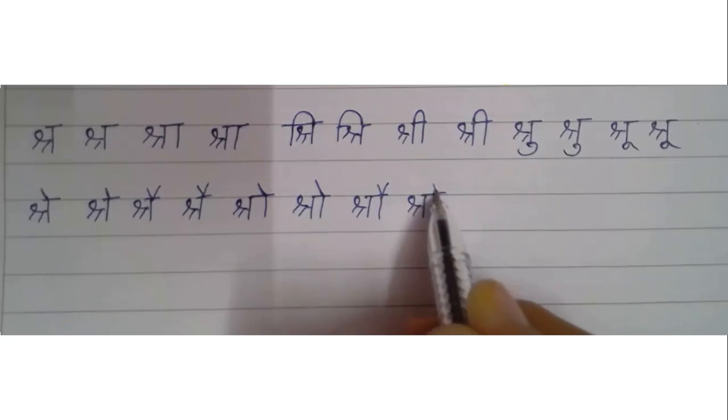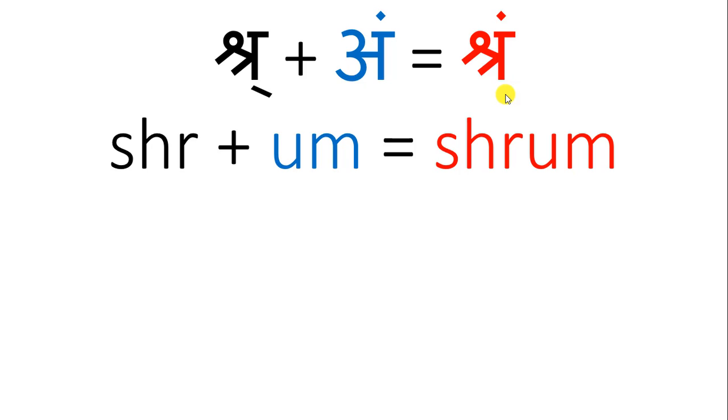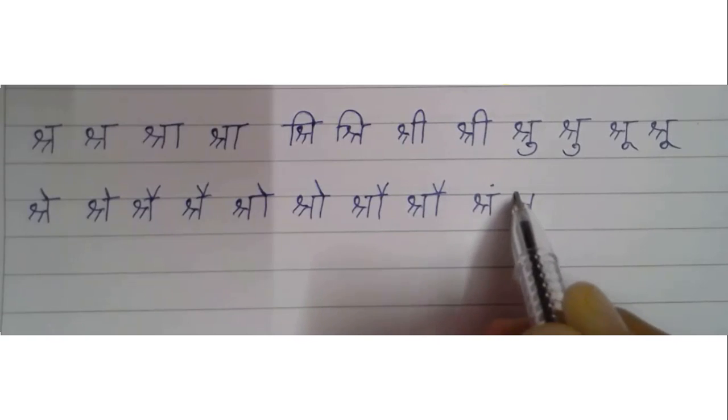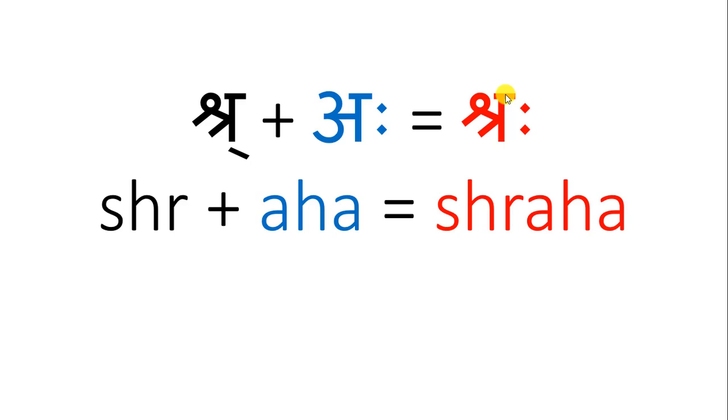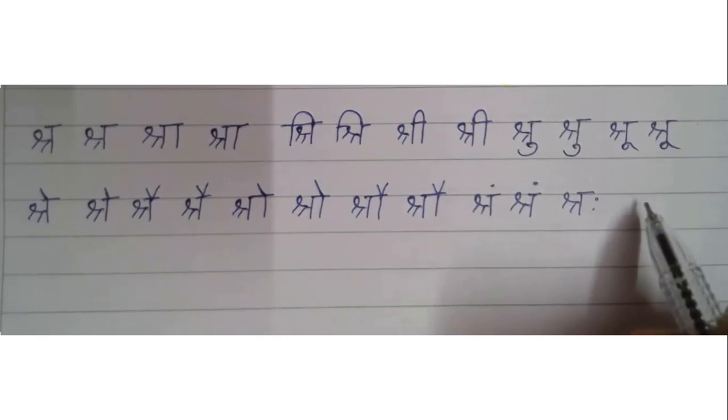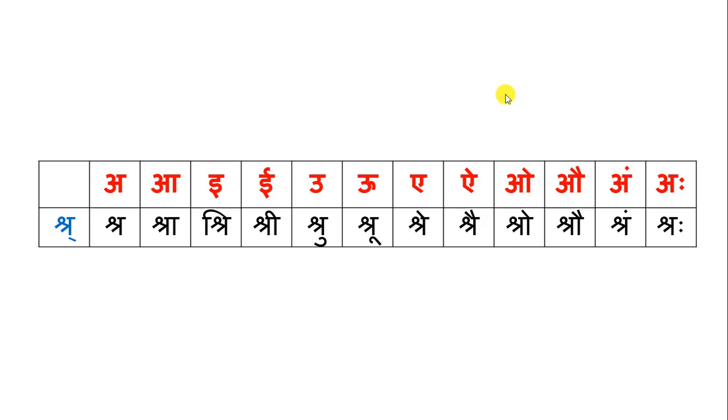Next sound is shram, and shram is written like this. And the last sound is shraha, and shraha is written like this. So those are the sounds of Shra. Now go ahead and practice writing and pronouncing all the sounds.